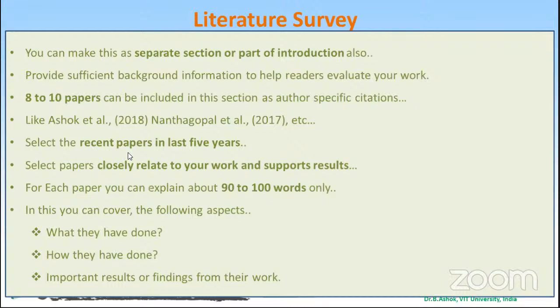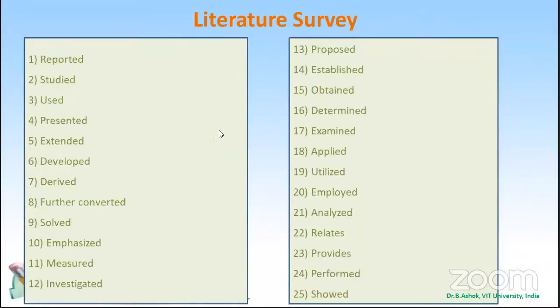Each paper can be explained in up to 100 words, not more than that. That is also a big point. So what can be explained in each and every paper? What they have done, how they have done it, and mainly the important findings, which should support your results also. So you have to concentrate on that aspect also. Not necessarily the methodology, but in some cases you can write what they have done, how they have done it, and the important findings. You can use this kind of keywords.